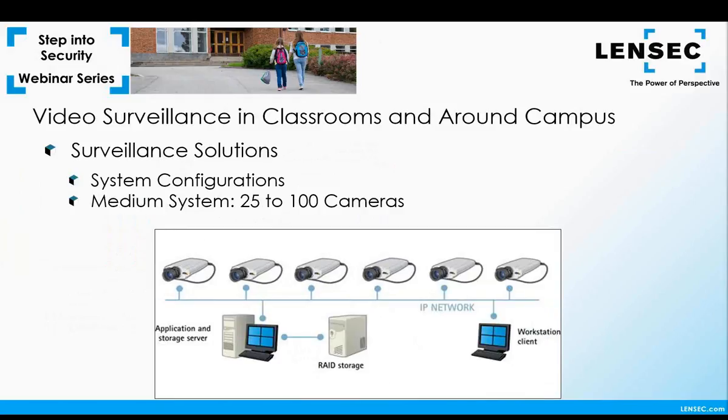A typical medium-sized installation of 25 to 100 cameras has a server with additional storage attached to it. The storage is sometimes configured with RAID in order to increase performance and reliability. Keep in mind when you set up a RAID configuration, you can expect a noticeable reduction in storage capacity when compared to a non-RAID configuration.